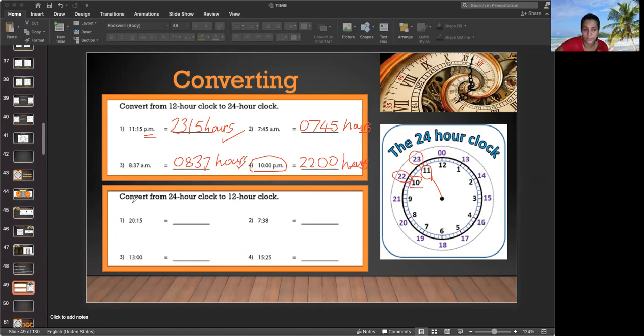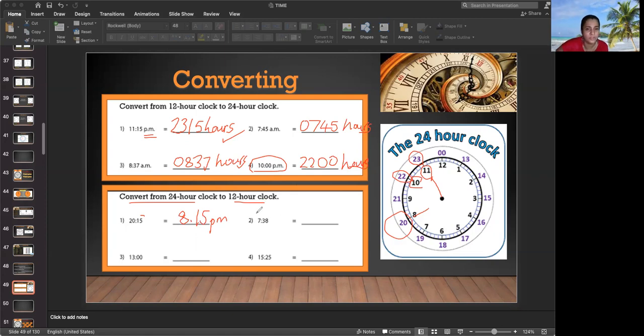Now, vice versa, convert from the 24-hour clock to the 12-hour clock. 20:15. So 20 is here, 20th hour of the day. So it's 8 o'clock at night. So you write 8, okay, and then you put your dot now. And 15 here shows it's not going to change, still 15 minutes. So it's 8:15. Now you got to decide whether it's AM or PM. Obviously this is already PM because it's the 20th hour of the day. So write your PM.